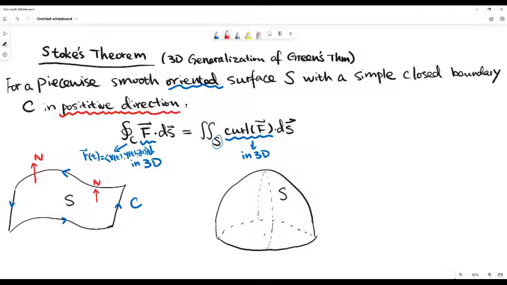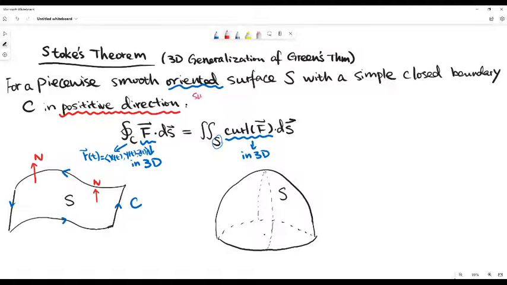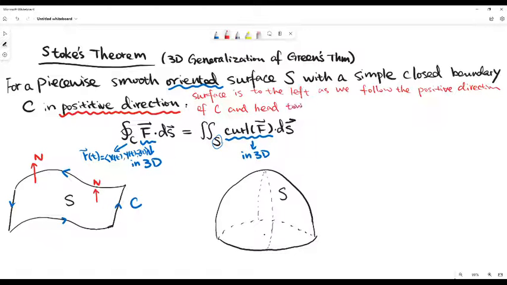And when we say positive direction now, what we really mean, this is going to be a little bit long, is that the surface would be to the left as we follow the positive direction of C, and our head is toward the orientation, this unit normal vector direction.